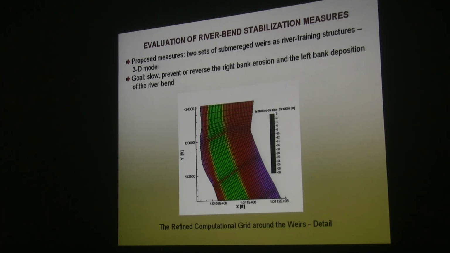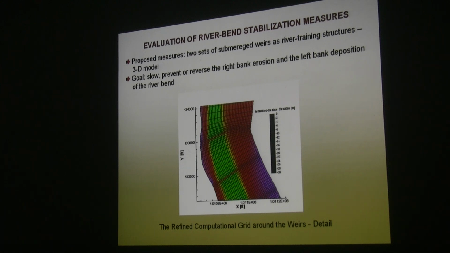As measures for river bed stabilization, we have two proposed measures with two sets of submerged weirs used as river training structures. Because the structures are submerged, that calls for a 3D model, because if the flow goes over the structure, we have a significant vertical velocity component.